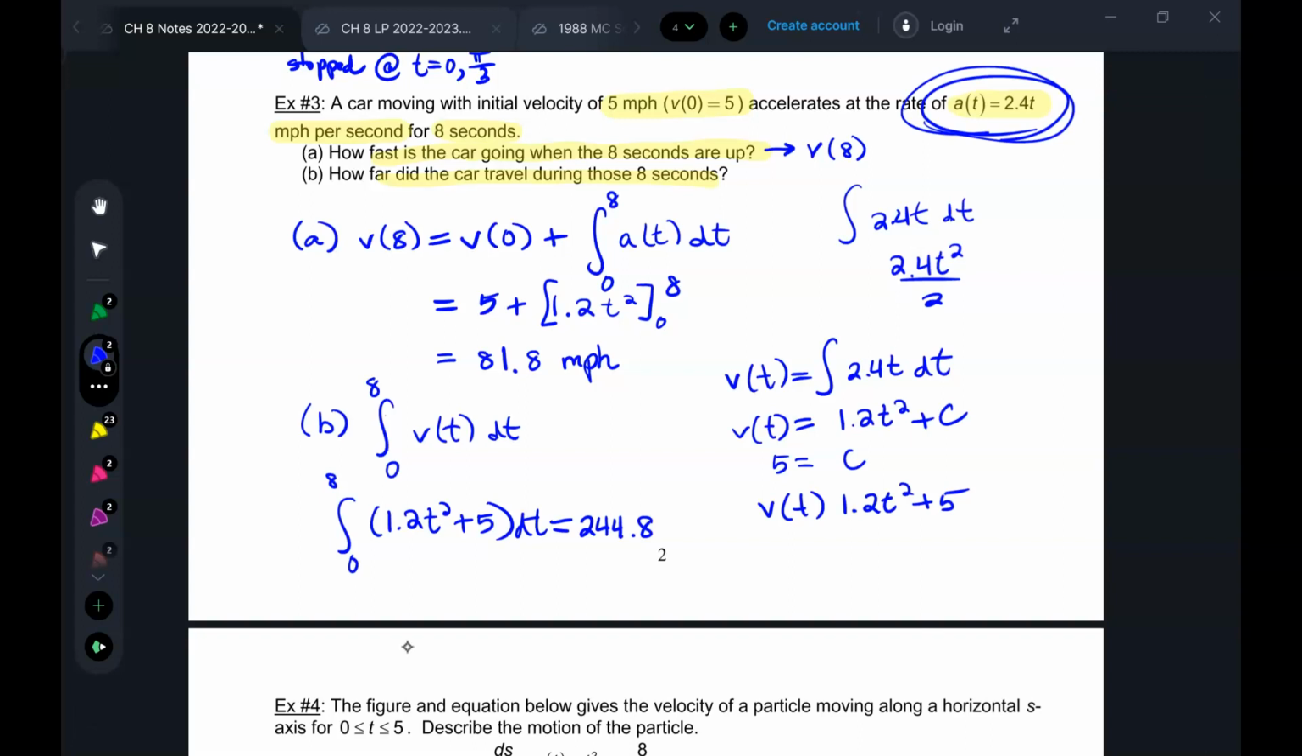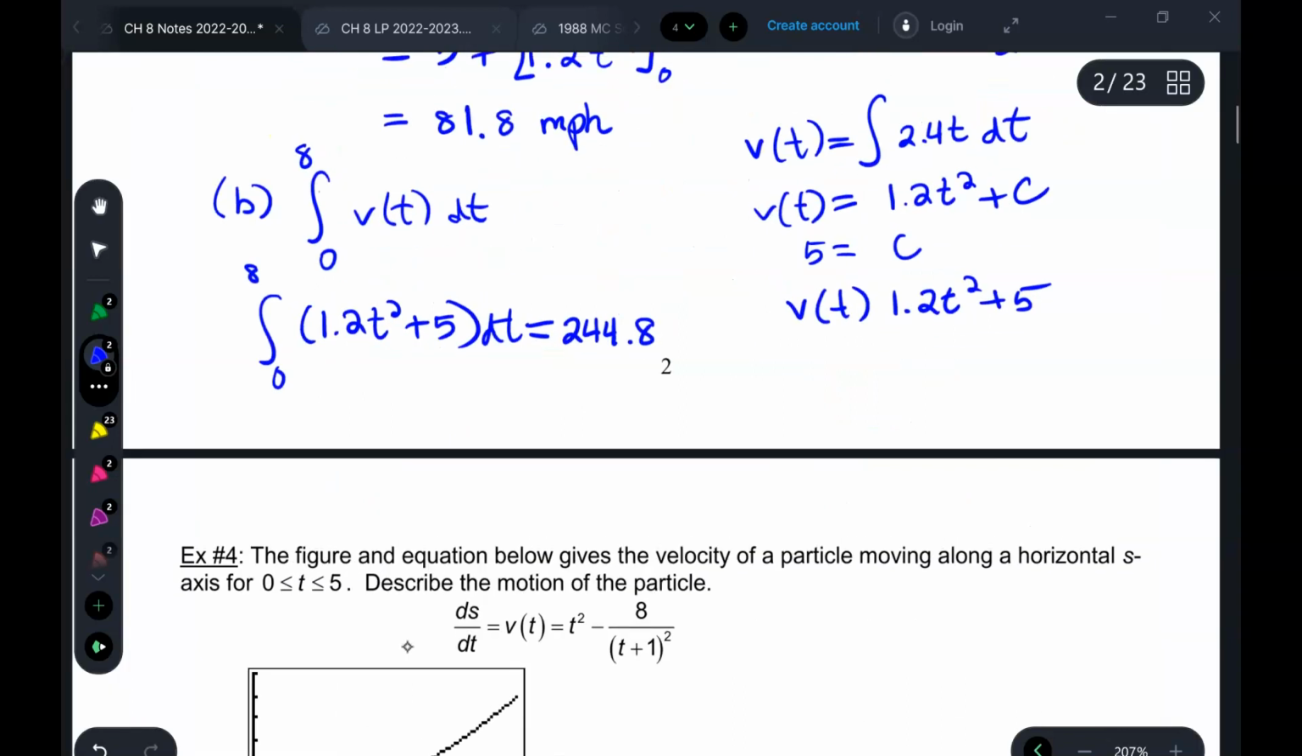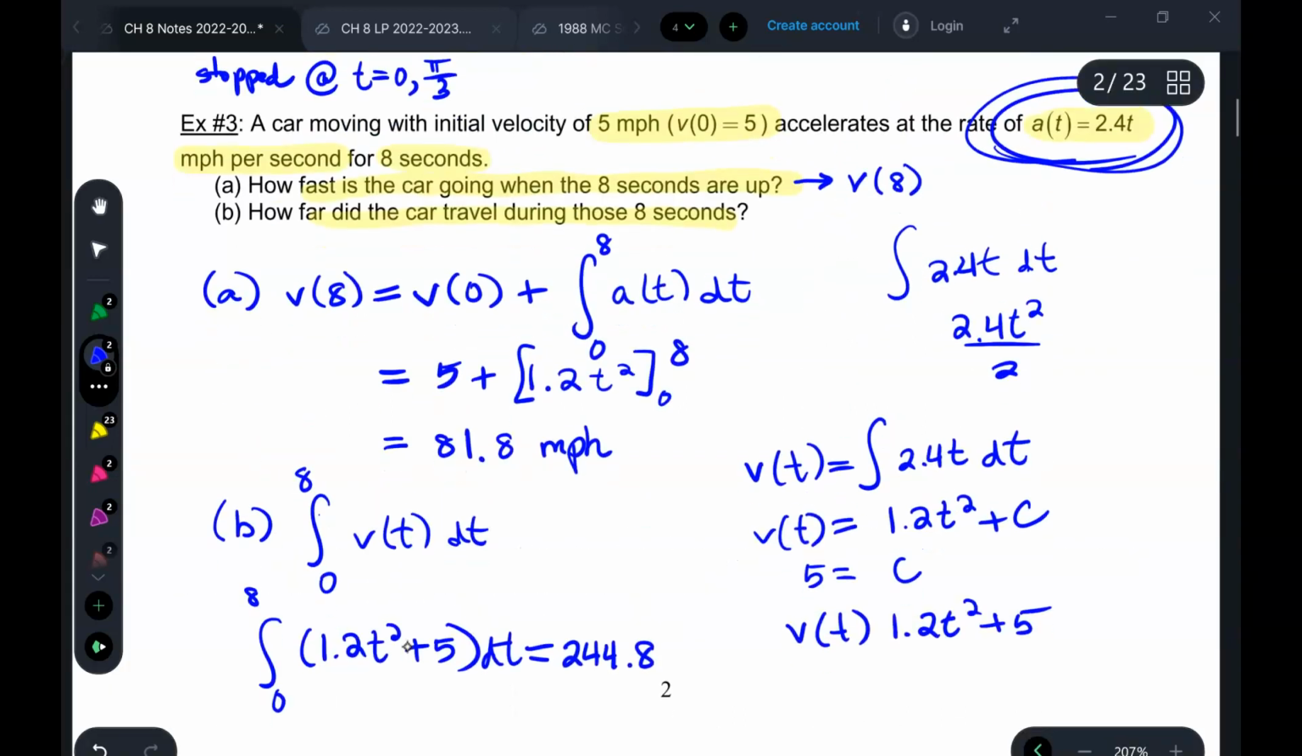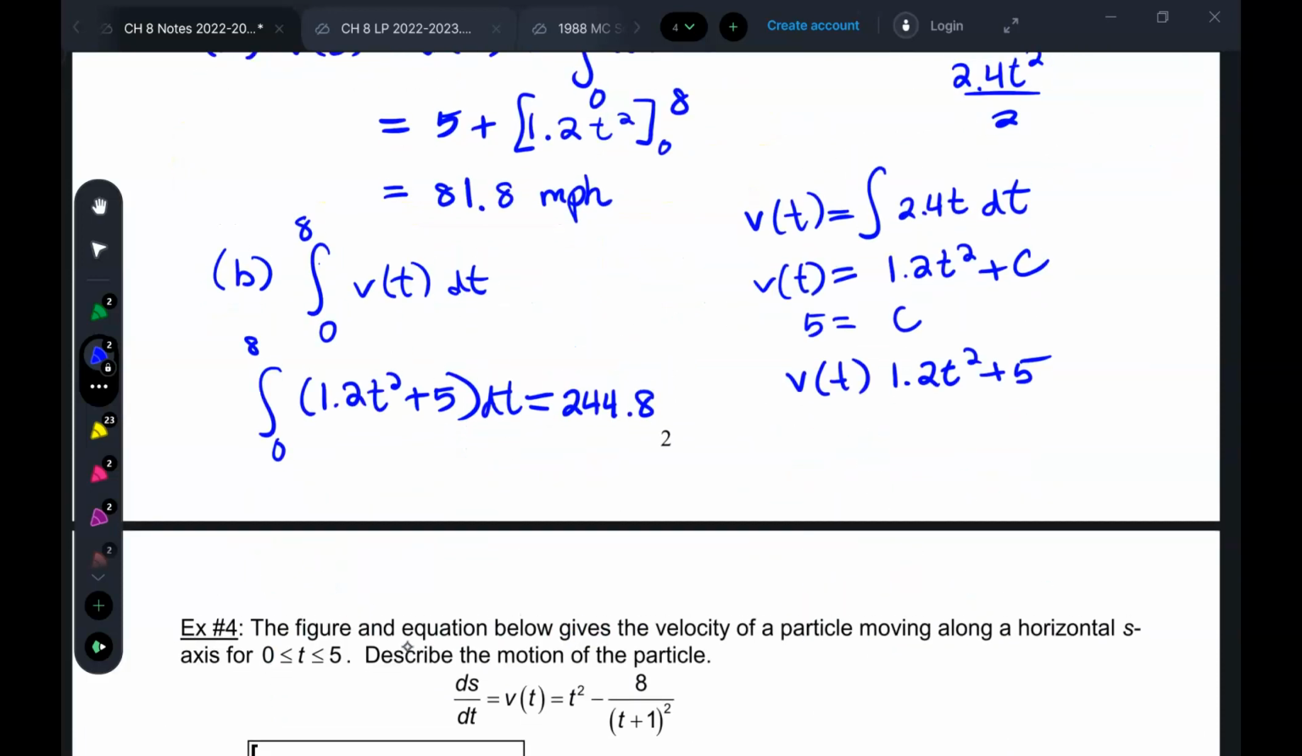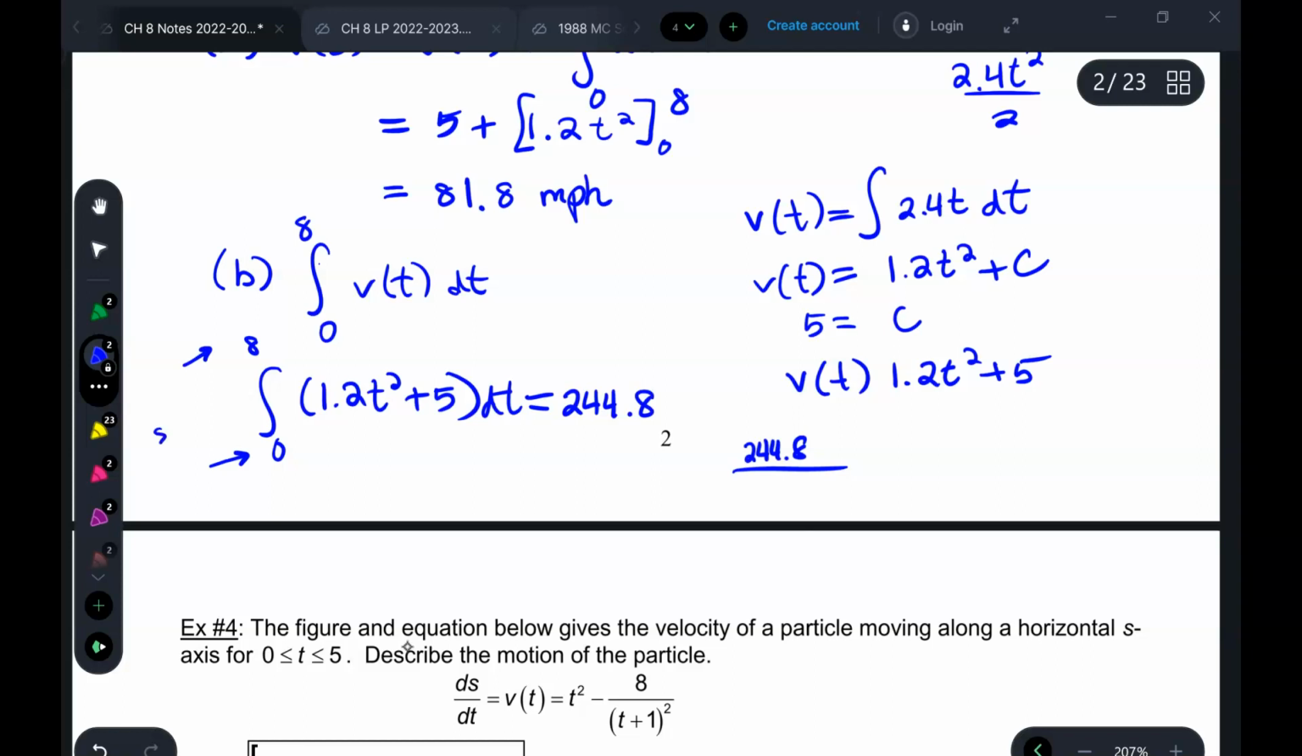Okay, so what do we need to do to this to get it in the right units? This was seconds. How many seconds are in an hour? 3,600. Remember, these are seconds, but this was miles per hour. So when the units don't match up, you could have changed this to 8 over 3,600 and then integrated. It would get you the same answer. Or just take this and divide by 3,600.